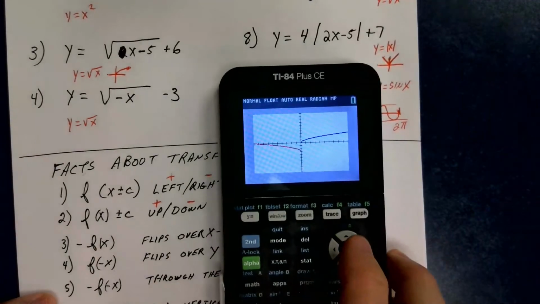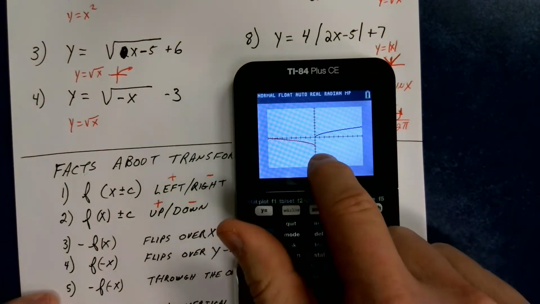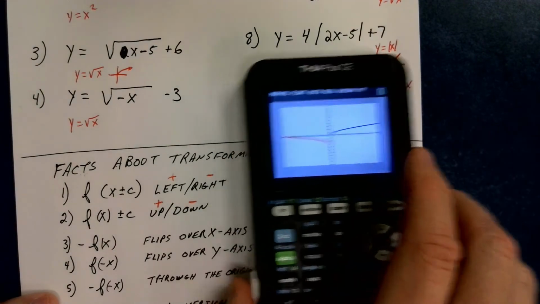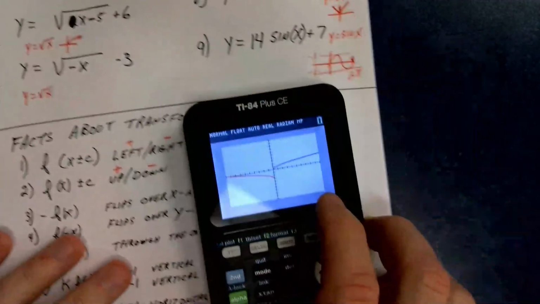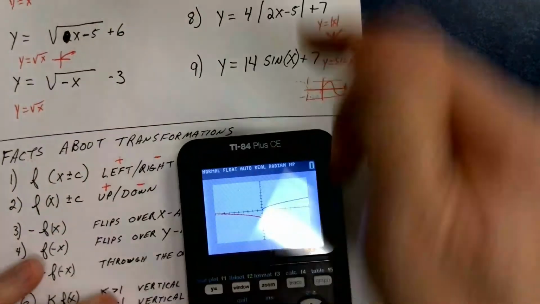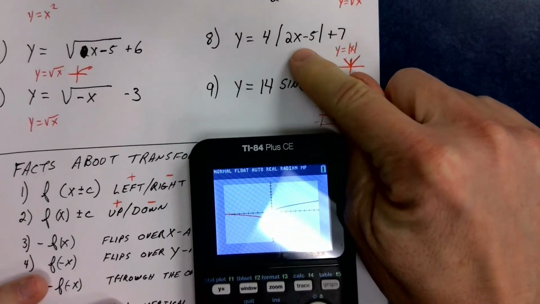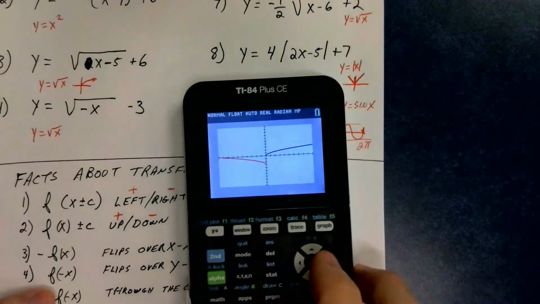Now that vertical shift is 3 units down, so the new part starts 3 units down and it flips over just like that. Okay. I'm going to skip some of these ones because they're similar to what I've already said. So let's go all the way to number 8 because that's a different type of graph.